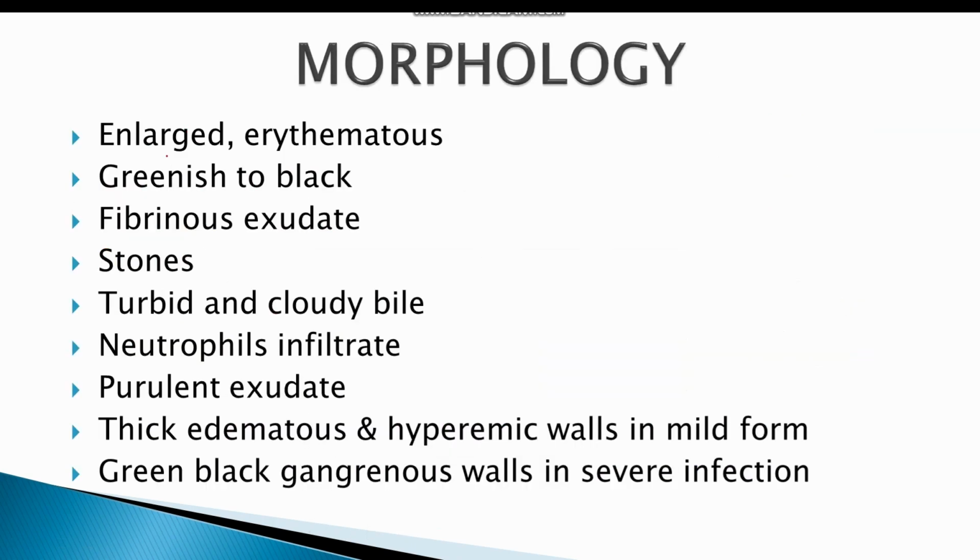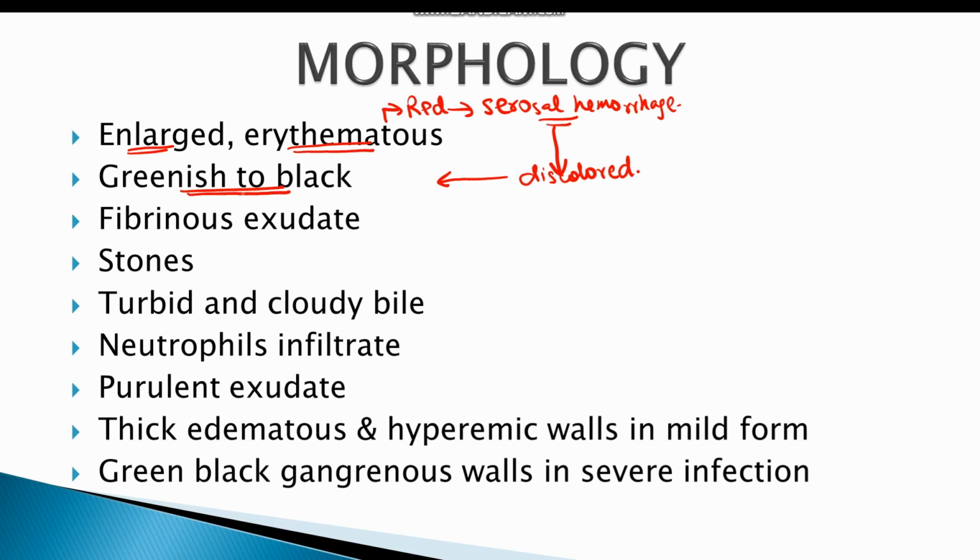The gross appearance of an infected gallbladder reveals enlarged size and erythematous outlook. This erythematous outlook or redness is due to serosal hemorrhage. Over time, this serosal hemorrhage can become discolored, giving it a greenish to blackish kind of appearance. The serosa is also covered with the fibrinous exudate, which in more severe and advanced cases becomes purulent.